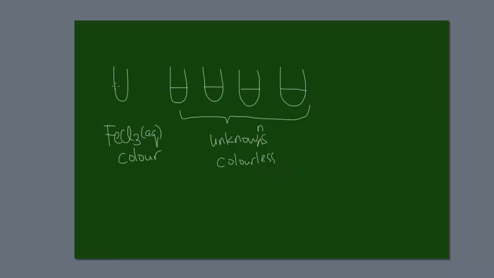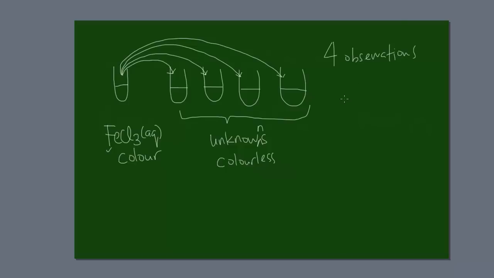Now remember what I said about how addition gives us a wealth of information. So this is what we're going to do. We are going to add this solution, FeCl3, which we already identified by its color, into this solution, into this solution, into this solution, and into this solution. And this will give us another 4 observations, and we see what we can do from here.